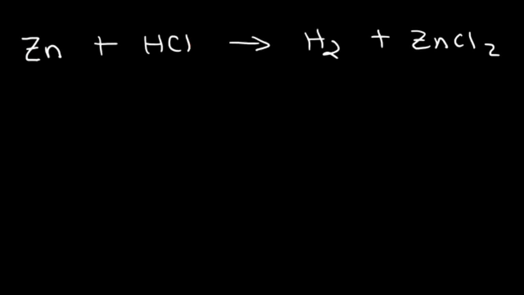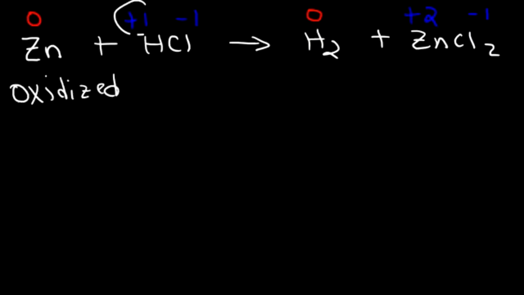Now, let's find the oxidation states of everything. The oxidation state of any pure element is always 0. Now, whenever hydrogen is bonded to a nonmetal, it's going to have a +1 oxidation state, which means chlorine has to be -1. Now, in this one too, chlorine is still -1, which means zinc has to have a +2 charge. Now, the oxidation state of zinc changes from 0 to +2. So zinc is being oxidized. Hydrogen changes from +1 to 0.